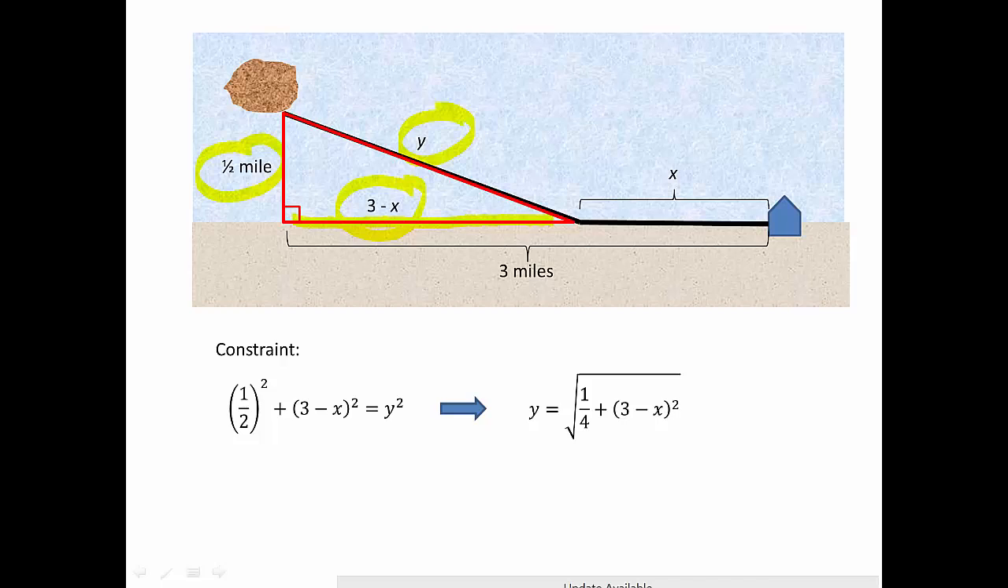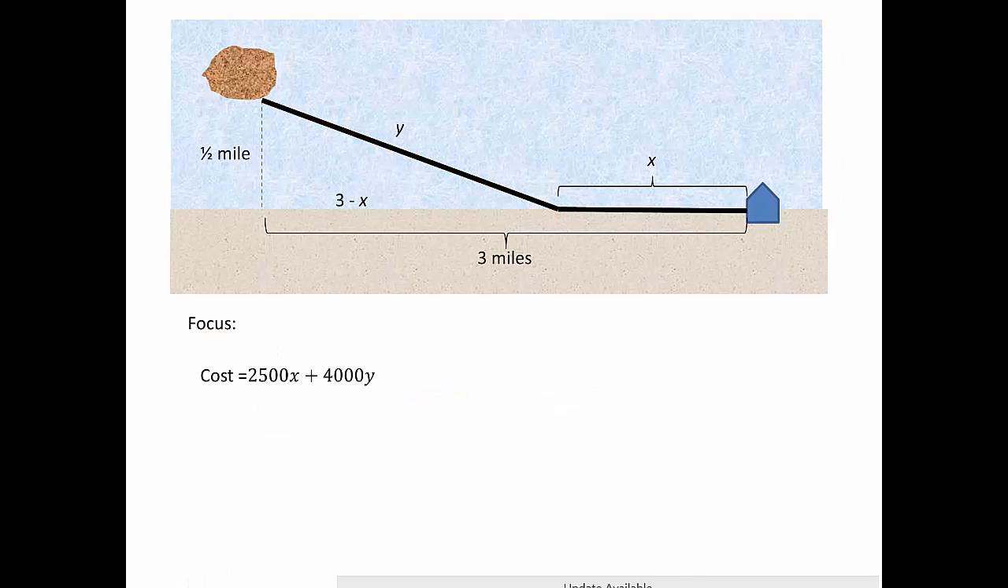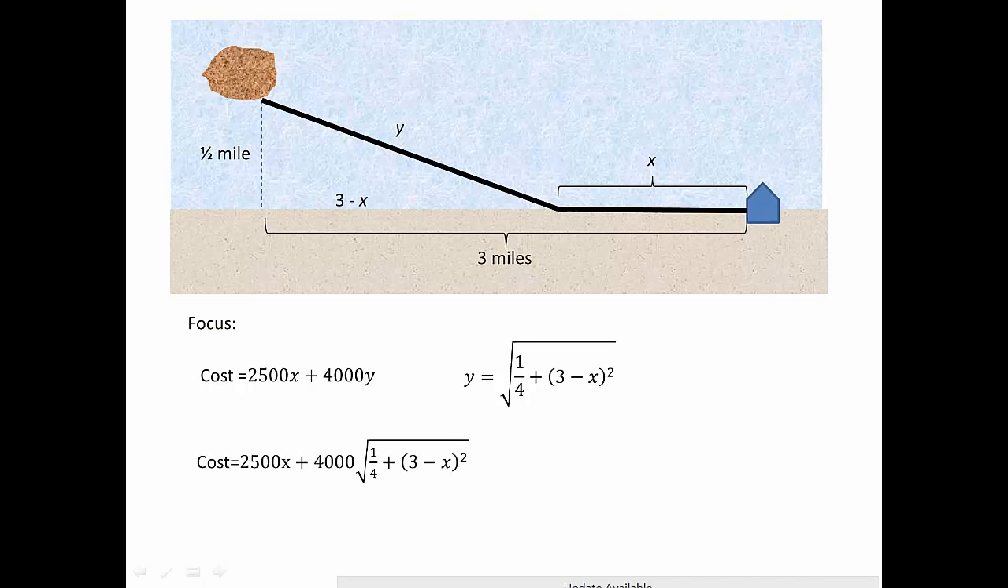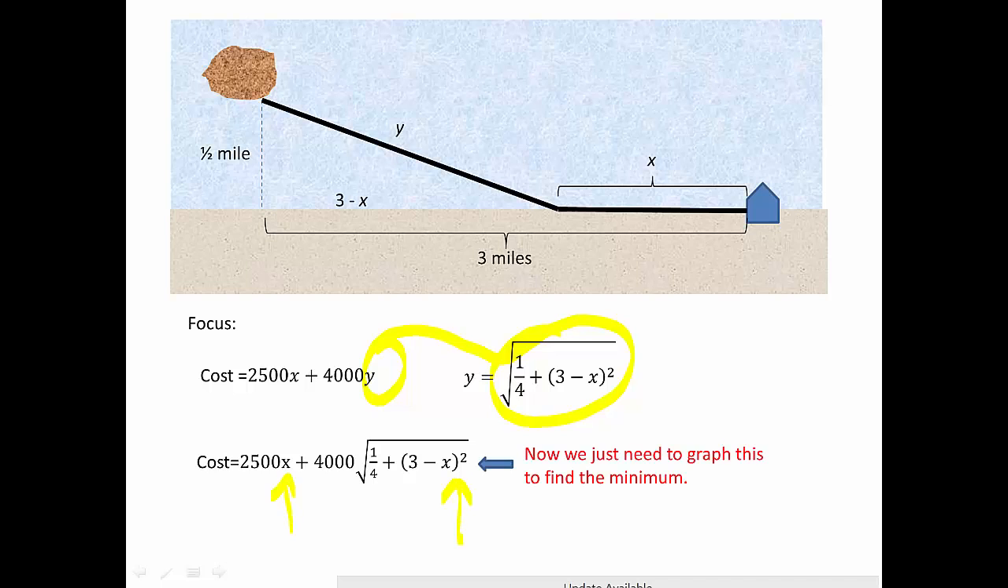And go back to the original picture and our original focus. And we know that we have this formula for y, and we just substitute it in. Right, this right here just goes in for y. So we've got that cost. It's in one variable. Notice we've only got x's in here. Now we just need to go graph this to find the minimum.